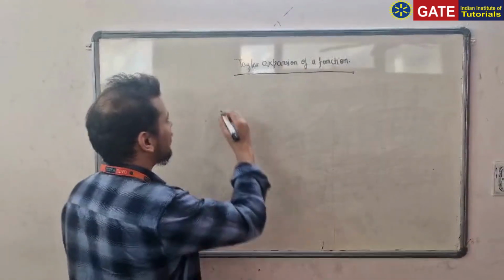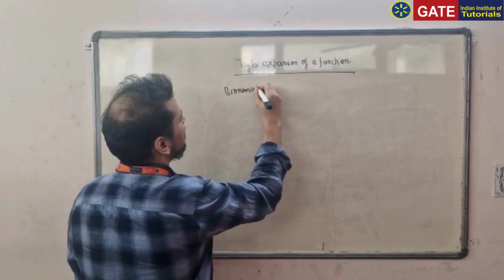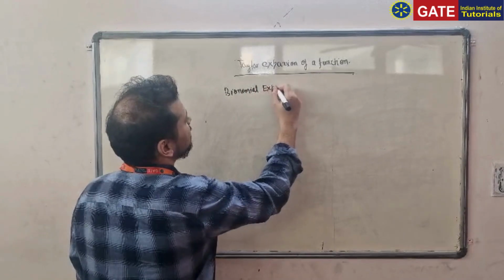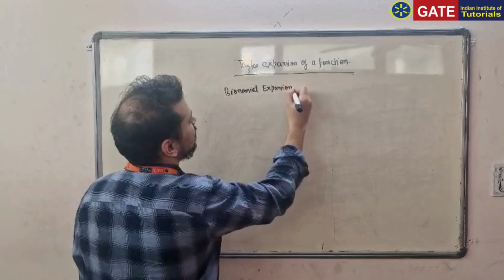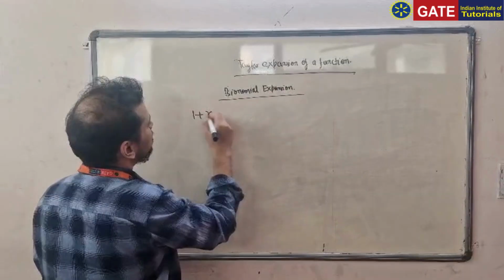One more detail I want to add here is called binomial expansion, which is helpful in Taylor expansion. When the function itself is tough, then we have to figure out binomial expansion. So we have (1 plus x) to the power n.